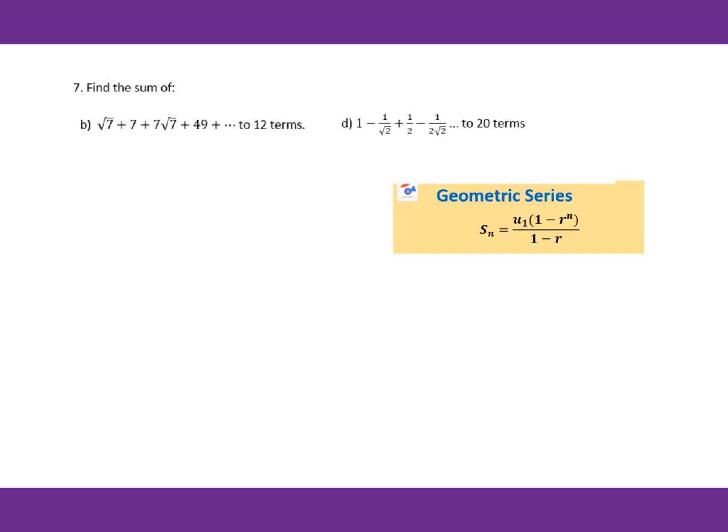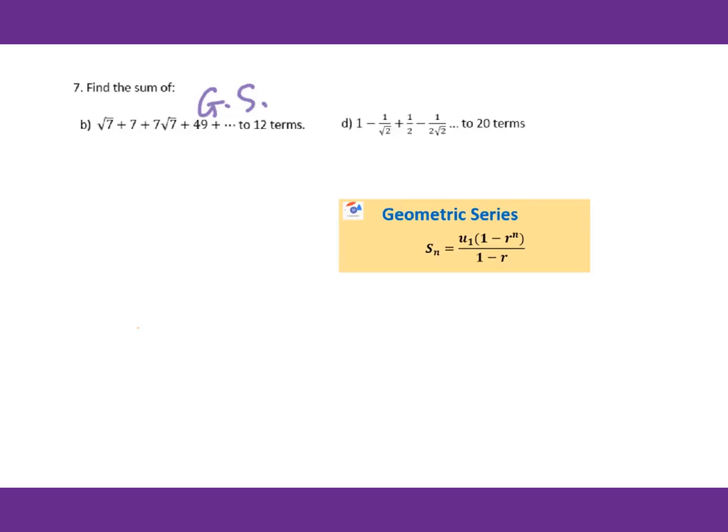For number 7, find the sum of this sequence. First of all, you decide whether this is an arithmetic sequence or geometric sequence or other specific sequence. We check: 7 over square root of 7 equals square root of 7, and 7 square root of 7 over 7 equals square root of 7. 49 over 7 square root of 7 is a square root of 7. So it is a geometric sequence.